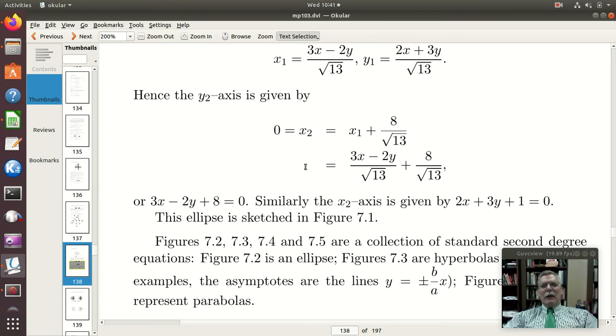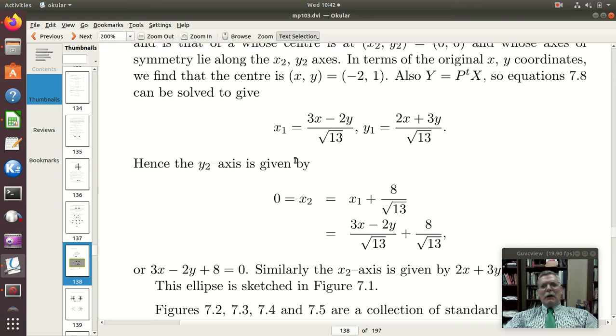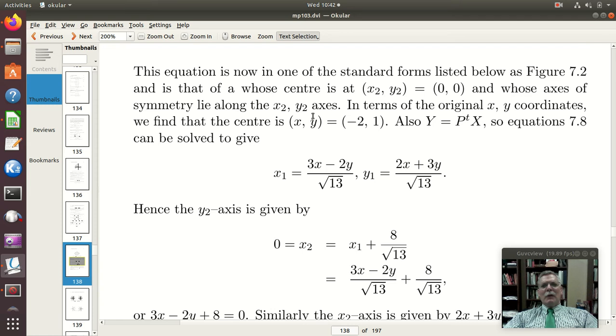Let's see, and so here they are getting the axes here. So we had already found how much these things moved, and then so here they're looking at this coordinate transformation here, and so they have the 3x minus 2y and the 2x plus 3y.